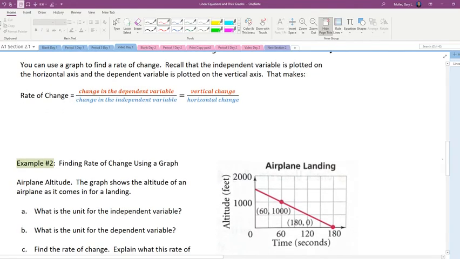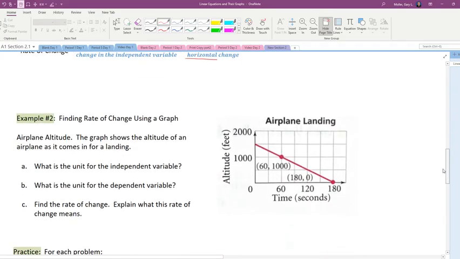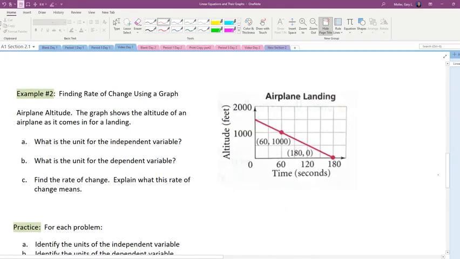All right, you can use a graph to find the rate of change. Recall that the independent variable is plotted on the horizontal and the dependent is plotted on the vertical. That makes the rate of change not just the change in the dependent over the independent. Since the dependent is the vertical, you can look at it as vertical over horizontal change, which is what we just did when we looked at this graph, right? Notice I was looking at how much vertical change compared to the horizontal change. All right, so let's take a look at example 2.